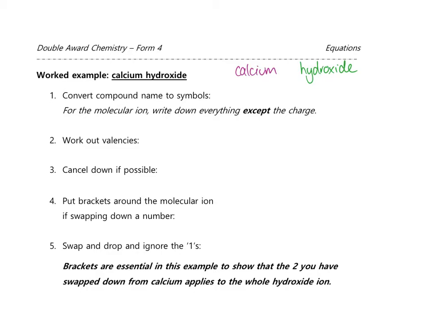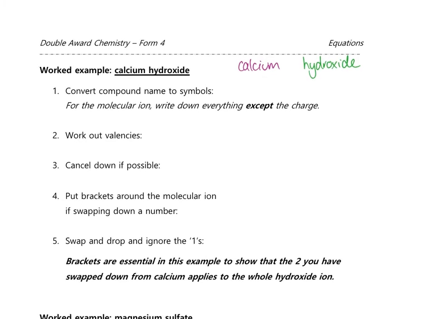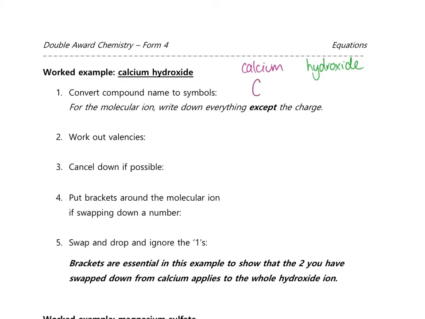So we've got calcium, first of all, which is just an element. So all I need to write here is Ca, the symbol for the element. Hydroxide then is one of our molecular ions, and it appears on the back of the periodic table. Have a look at the back of your periodic table there, and you'll see it appears as OH minus. Okay, for the molecular ion, as it says in italics here, write down everything except the charge. So I don't want to include the charge here, so no charge at this point.